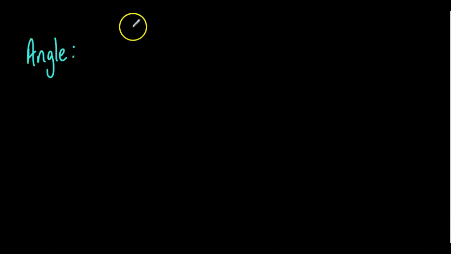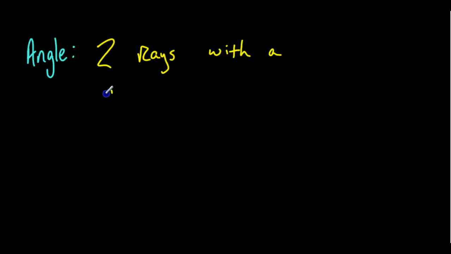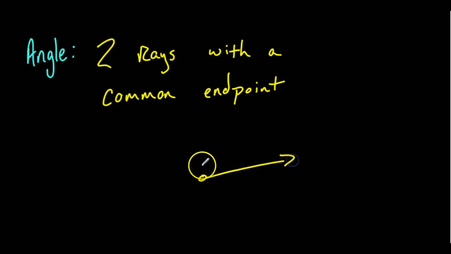We're going to start off talking about an angle. The proper definition of an angle is two rays with a common endpoint. Now, this might sound like opposite rays. The only difference here is that these two rays can go in any direction, and that would be your angle.